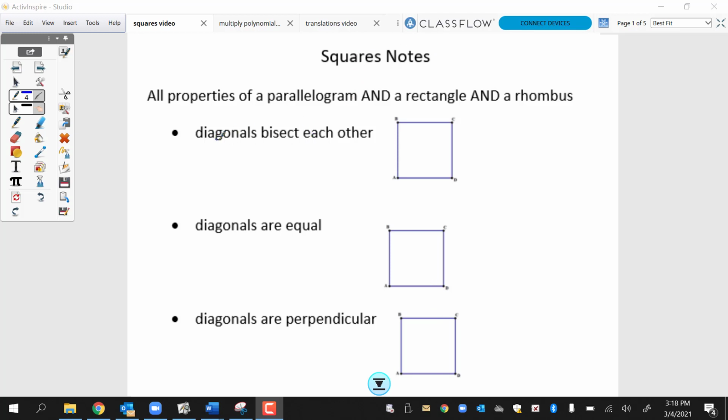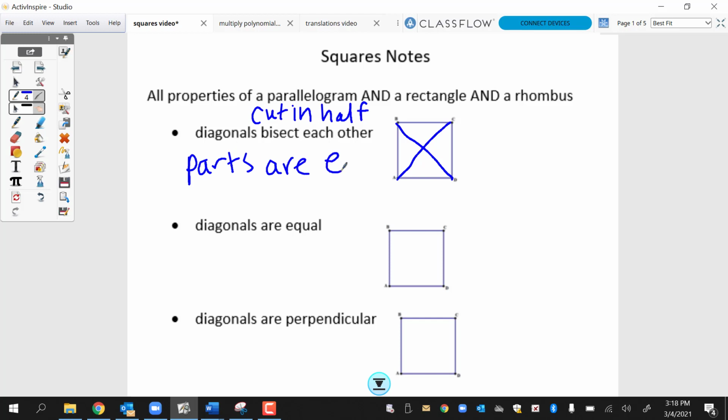But first of all, we know that the diagonals bisect each other. So that means, first of all, we got to draw in the diagonals. Those are the diagonals. And they bisect each other. That means they cut in half. Cut in half. So that means that the parts are equal. That's the sort of equation we should be doing: if they give you parts of the diagonal, we know all of the parts are equal to each other. So if they give you the parts, set them equal.